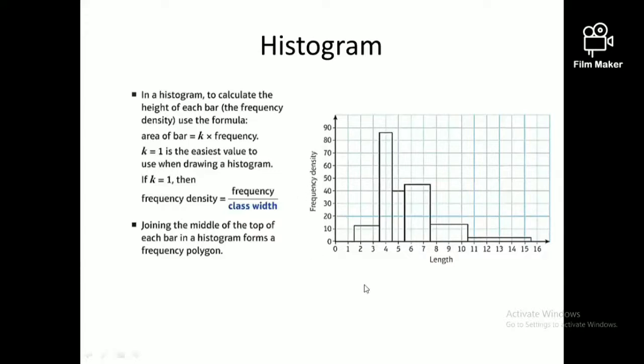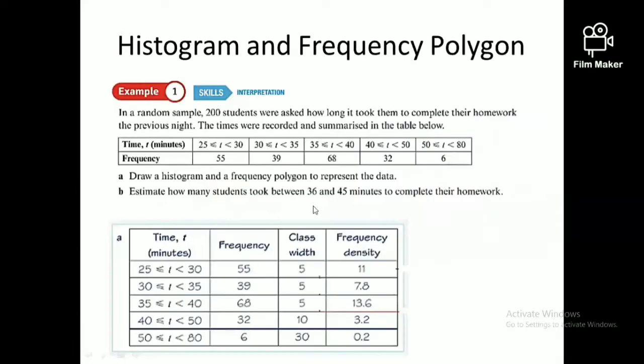When you draw a histogram, children, we know that in our earlier grades we learned the y-axis as the frequency, and the x-axis as the set of data mentioned here, right? But what if the class widths are not similar? What do we mean by class widths? In this example, the width from 25 to 30 is 5.